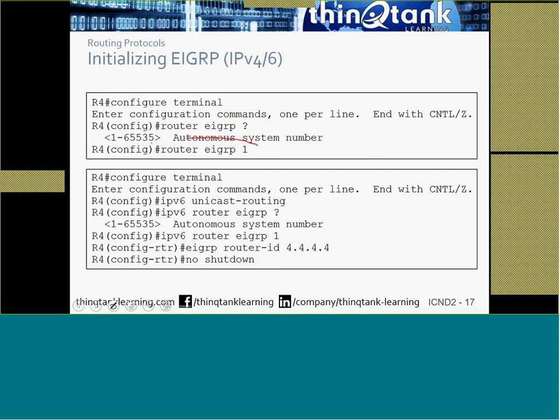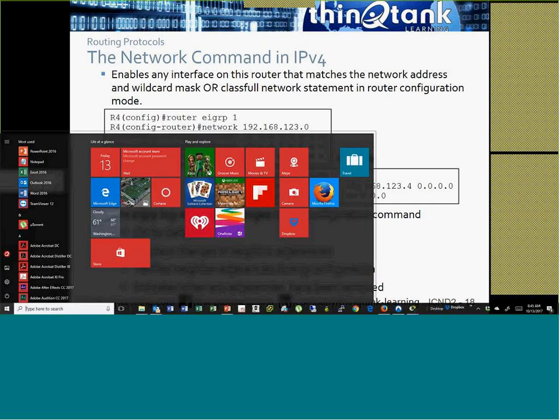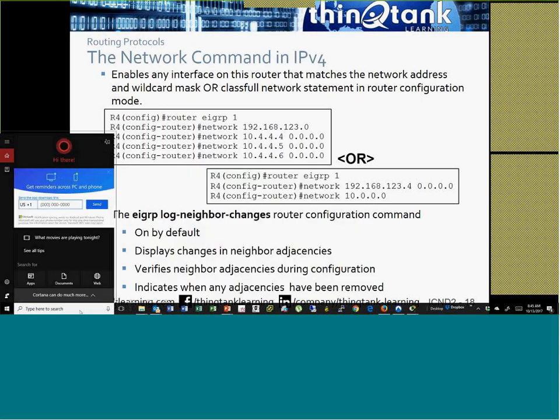So the first thing is to go into router configuration mode. The next thing is to put in your network statements. Okay? In RIP, we did the same thing, didn't we? We put in network statements. But in EIGRP, you have a couple of options. So I'm going to describe what you can do with EIGRP in your network statements now.